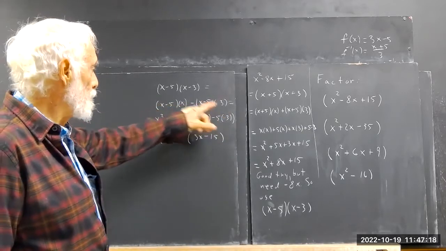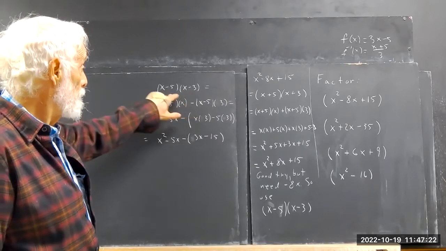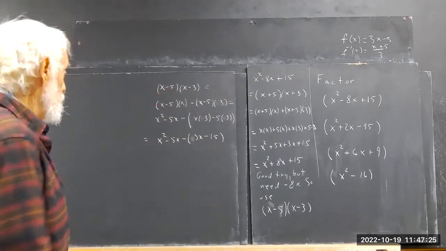So I applied the negative twice. You understand I had a negative here, so only one negative involved. And we multiply this by this. Okay.